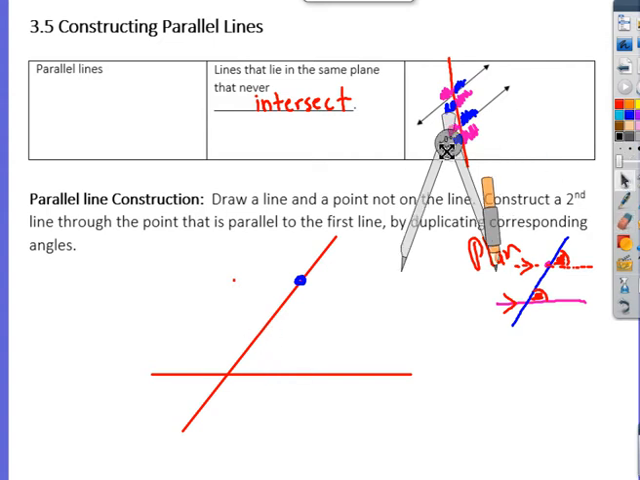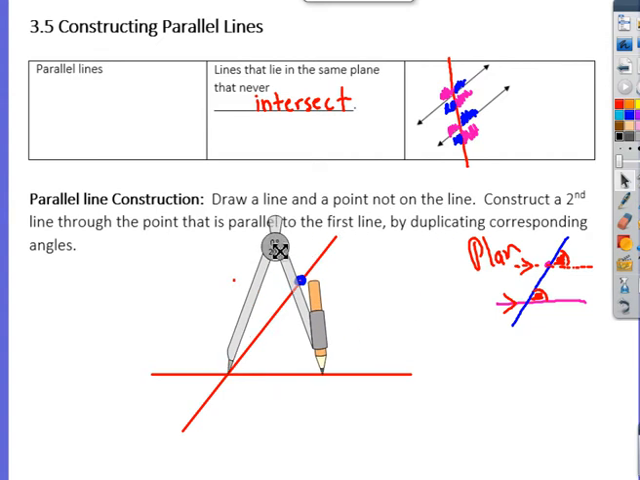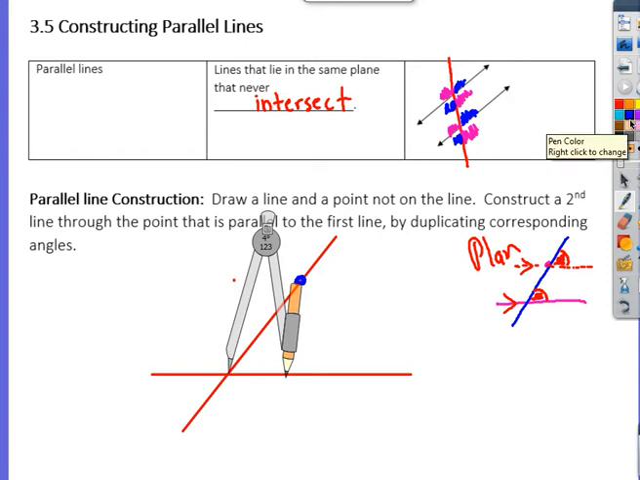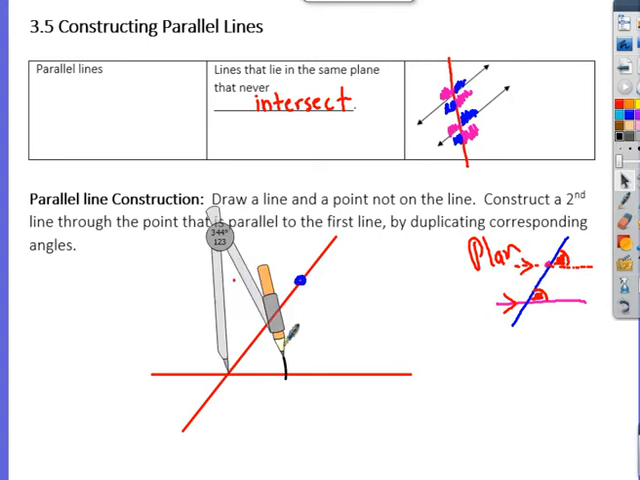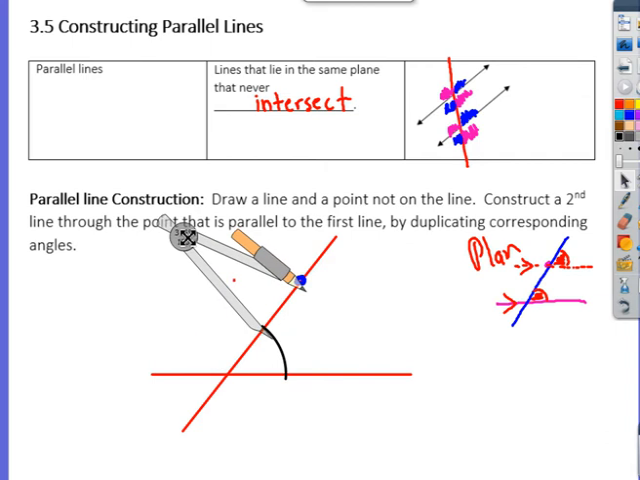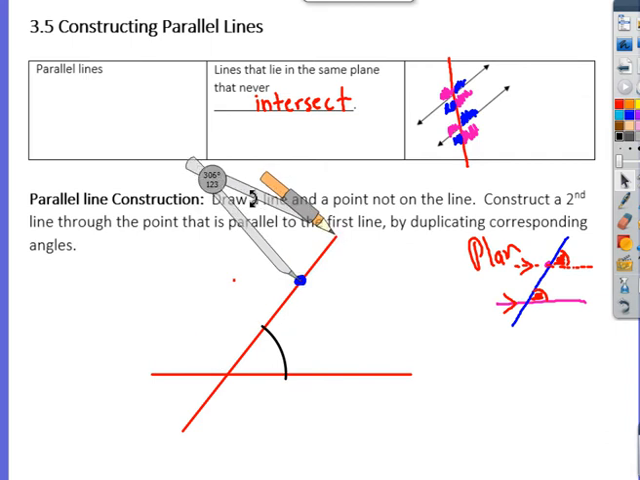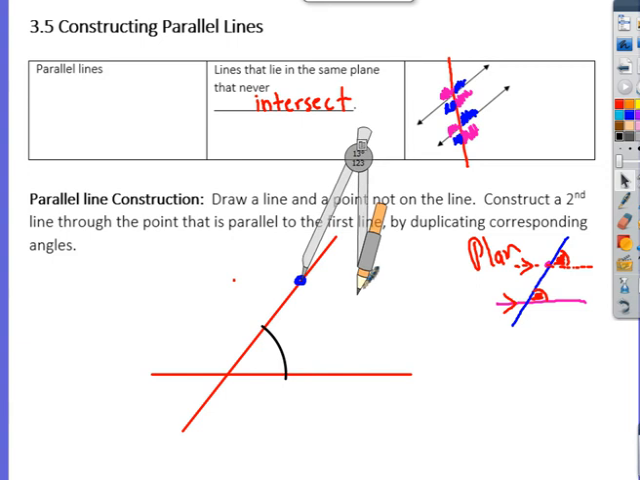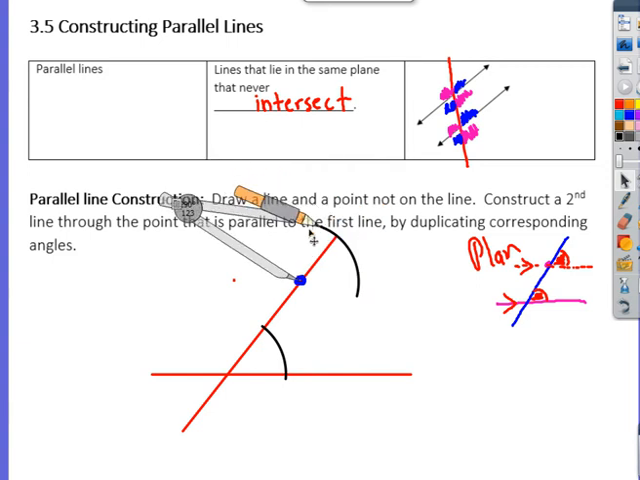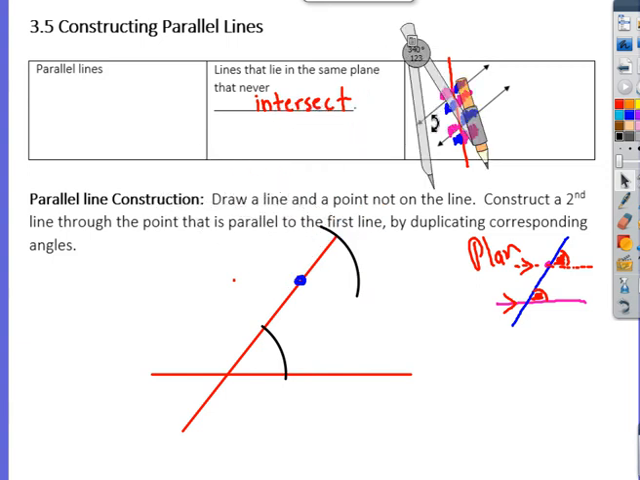So what do we do? We take our compass and we make an arc. So I'm going to make the arc. We now come over, this is where the other angle will start, and we make that same arc. If it doesn't intersect the line, you just extend it out a little bit more.